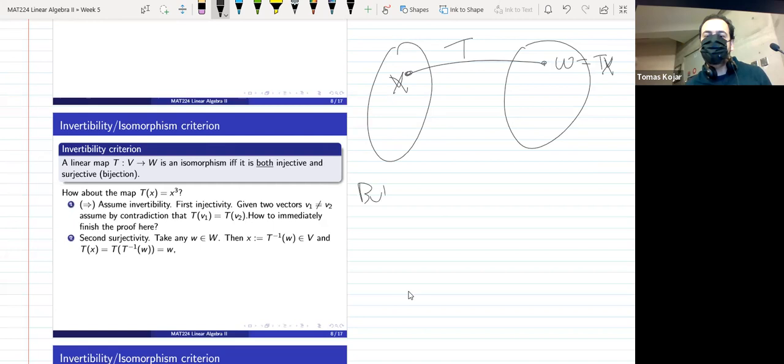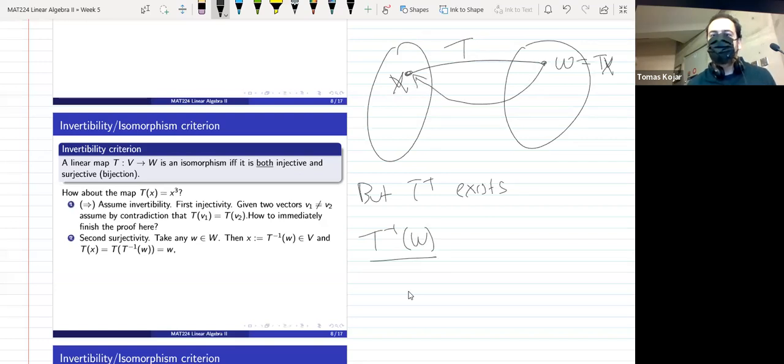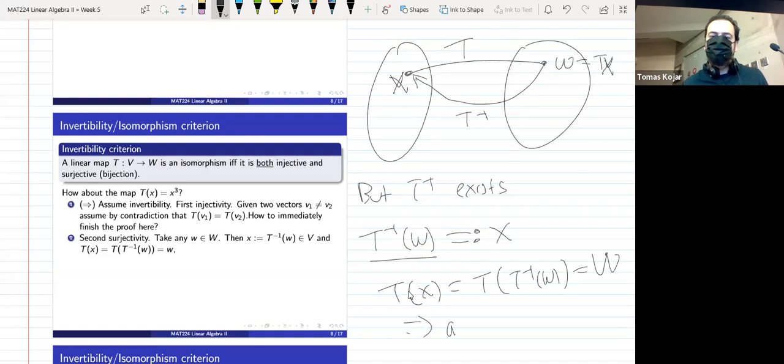Right, but T inverse exists. So you can take T inverse of W, and we just call this X. So this is our X. And then you just act with T on it. So indeed, you get W. So all W are in the image of T. So that means you're surjective. Is that okay?